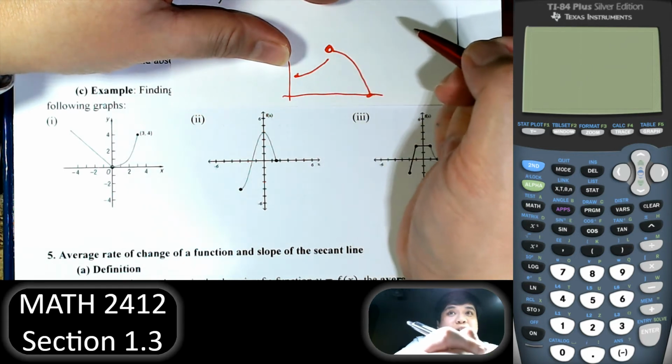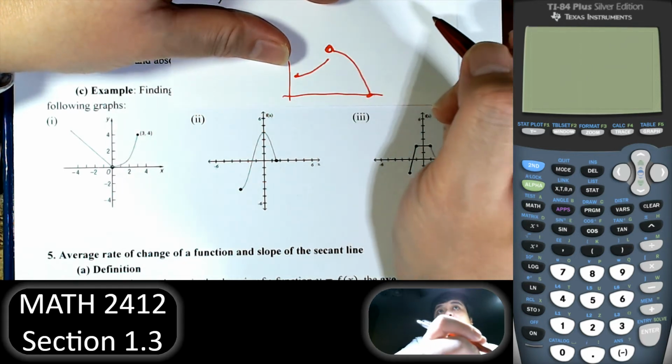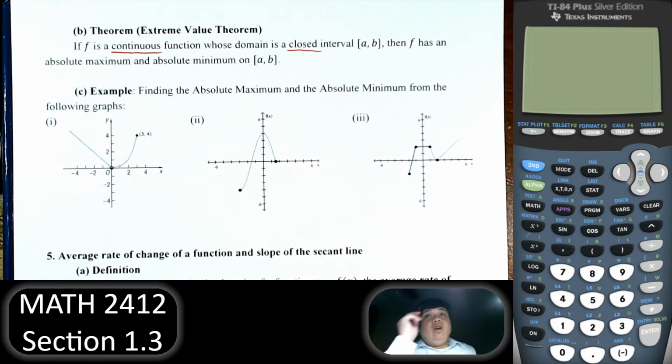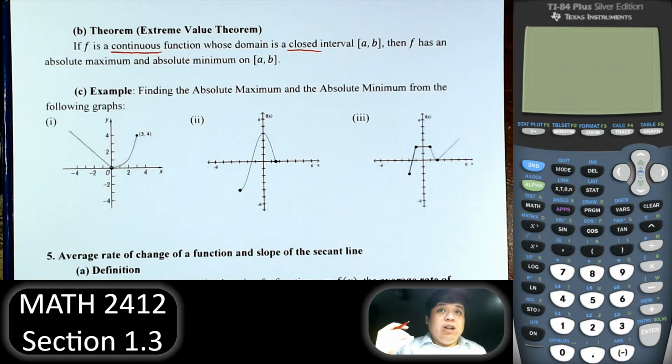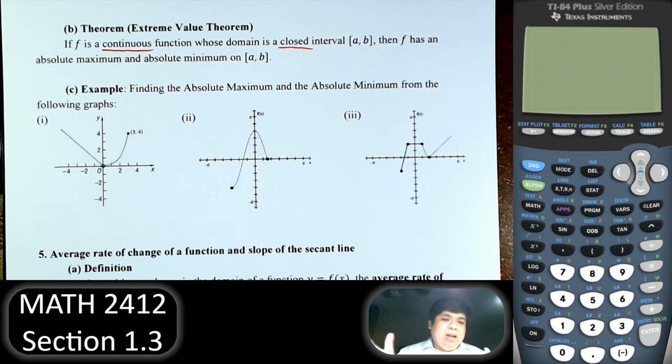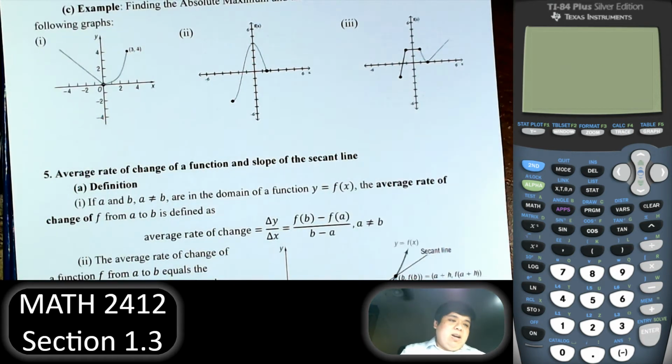So there's no maximum here for this function. But of course, this is not continuous. So to guarantee the function has the maximum or the minimum, we require the function to be continuous on the closed interval. When we have those two conditions, the function is guaranteed to have a maximum and a minimum. All right. Now with that, let's find the absolute max and absolute min in here.